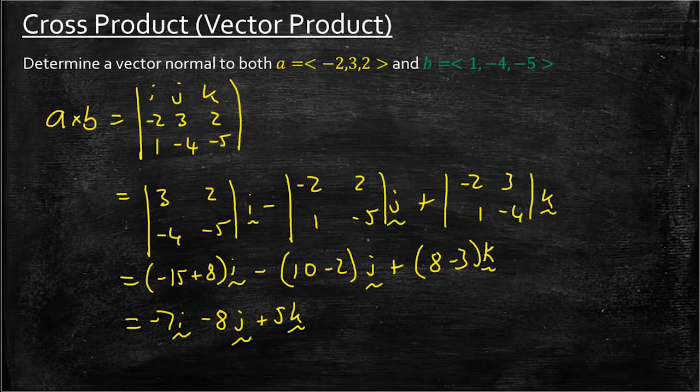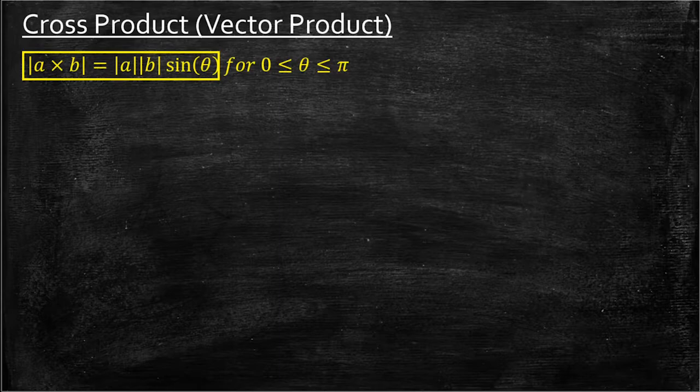Alright guys, welcome to part B of the cross product, also known as the vector product. In the last lesson we were looking at how to find the cross product between two vectors. Today we're going to be looking at an important result that the cross product gives us. What we're about to prove is that the modulus of the cross product is equal to the modulus of A times the modulus of B times sine of theta for all angles between 0 and pi.